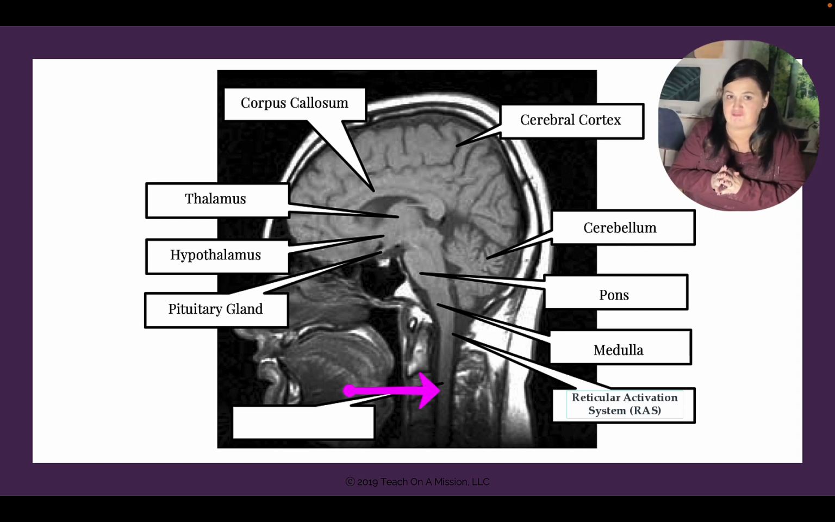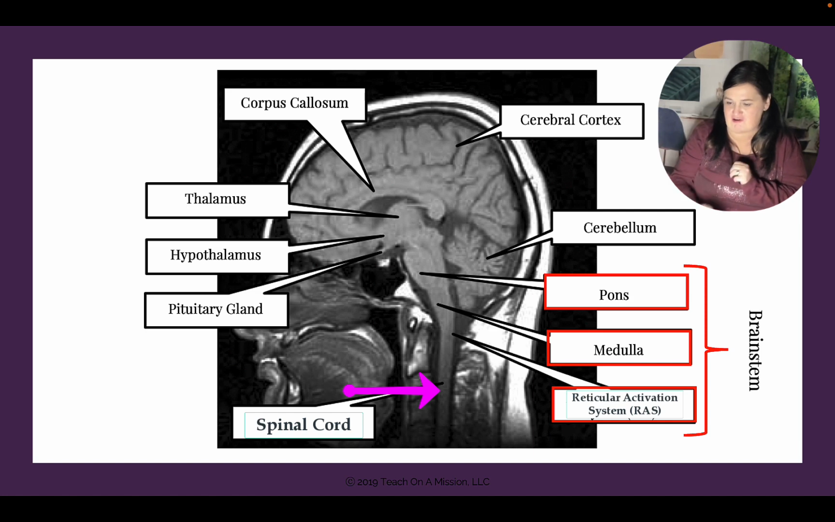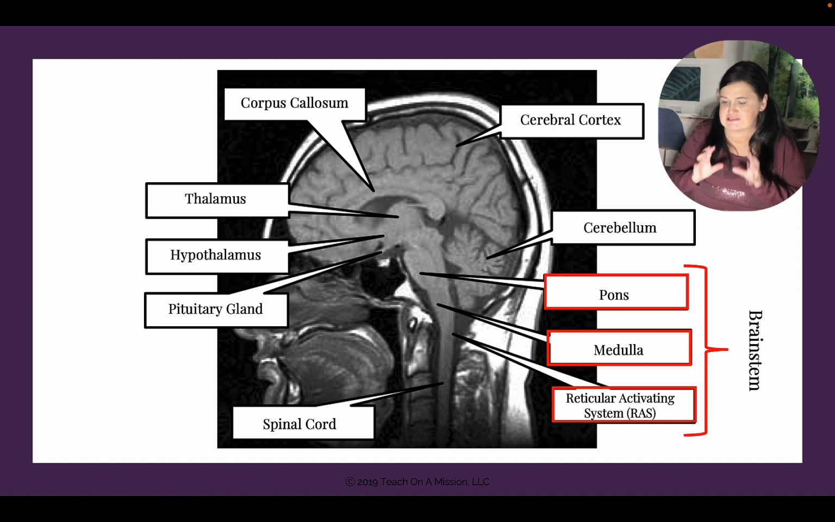And then you have your spinal cord, okay? The spinal cord is over here, right by the brain stem, underneath. This brain stem is the spinal cord, and the brain sits on top of the brain stem, and the brain stem sits on top of the spinal cord. Okay? Now these down here, the pons, the medulla oblongata, and the reticular activating system all form one thing that is called the brain stem.